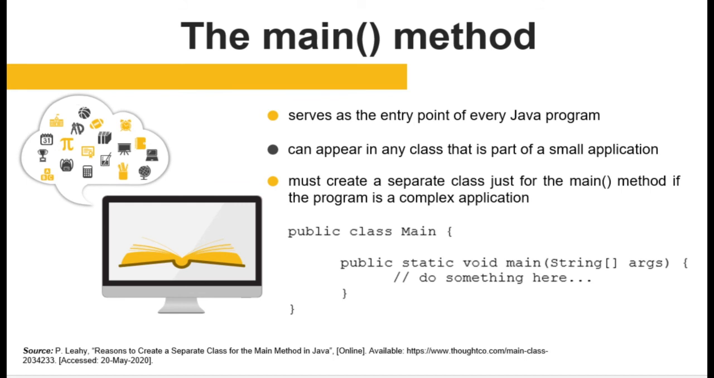Note that the main method is defined within curly braces and is declared with three keywords: public, static, void. Okay? Public means the method is public and therefore available to anyone. Static means this method can be run without having to create an instance of the class. Void means that this method does not return anything.